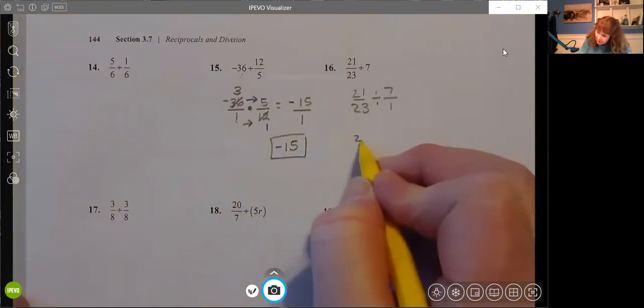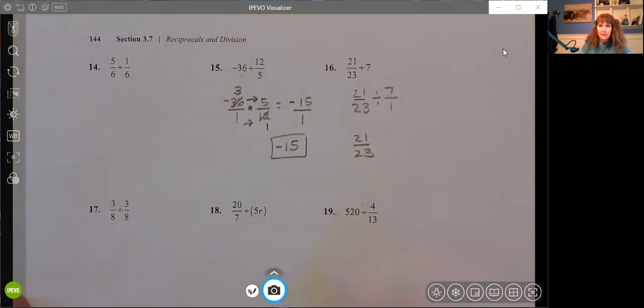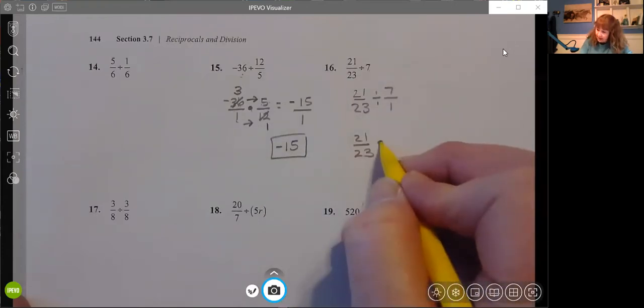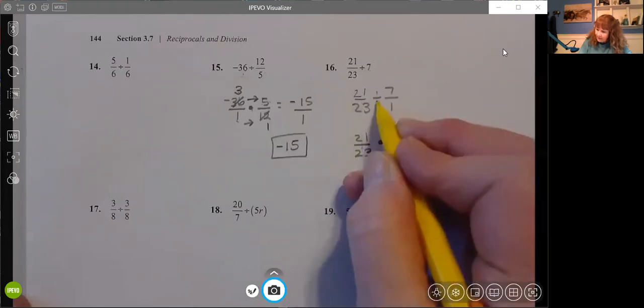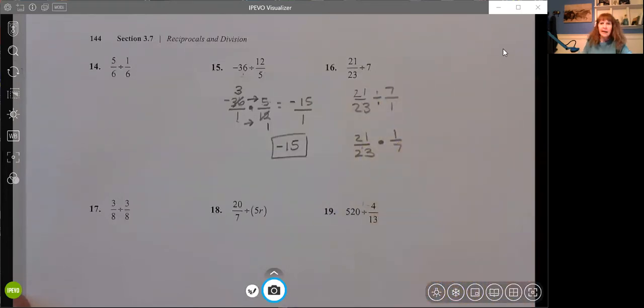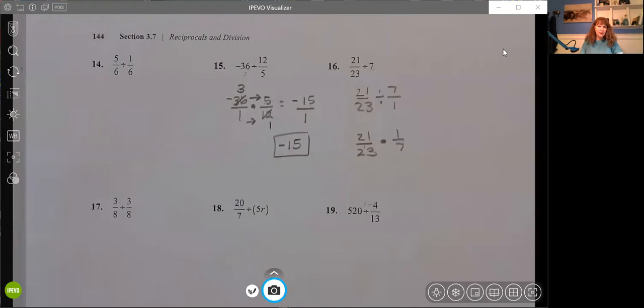So this one is 21 over 23, times 1/7. So we have a copy dot flip. It just takes some practice. You guys will, it won't be too bad.